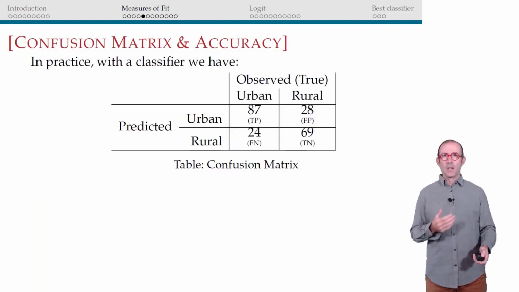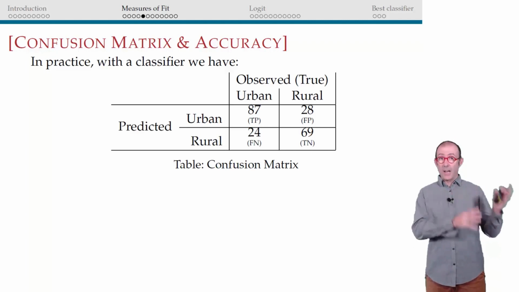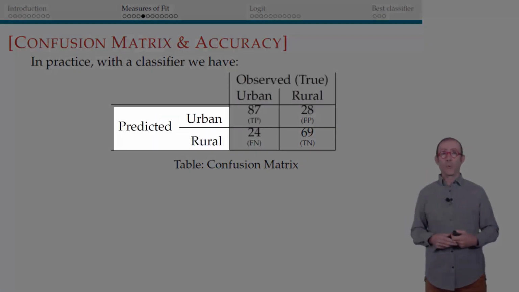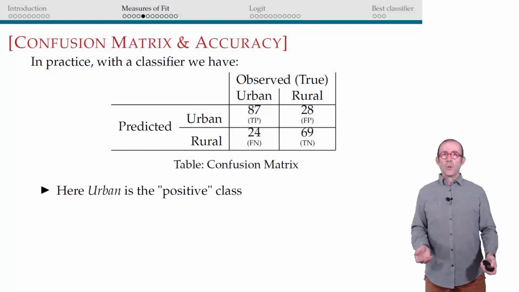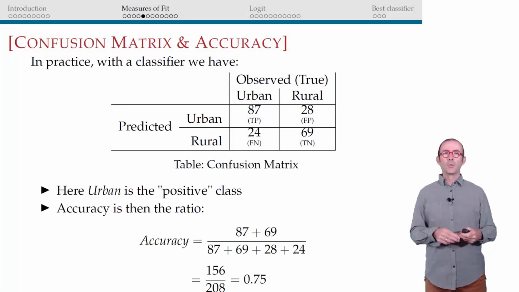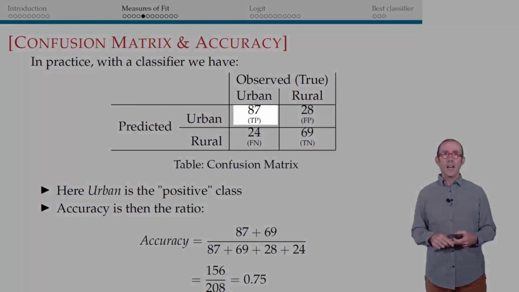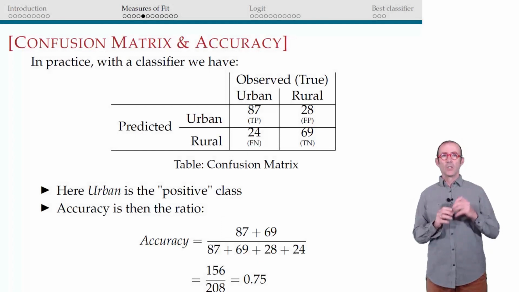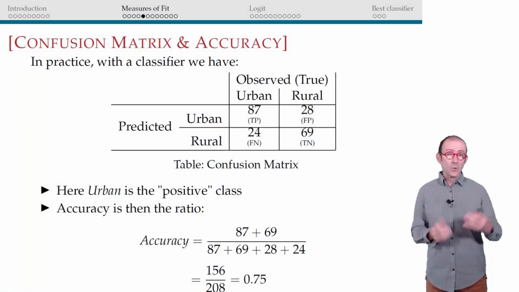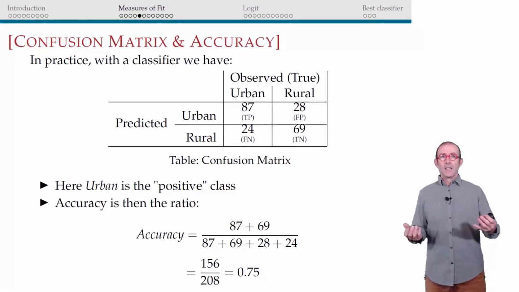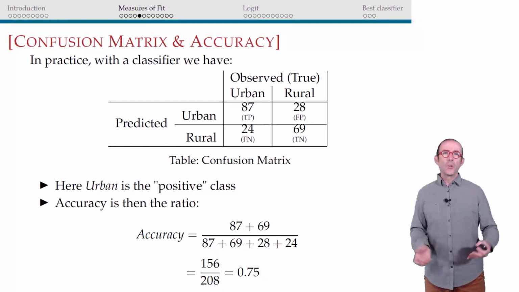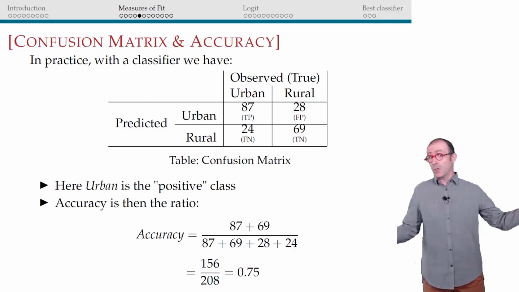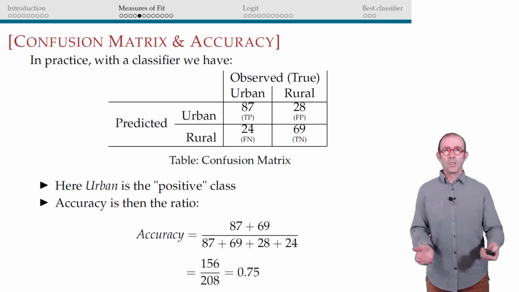So let's take an example on our sample that you have in the companion document. You have the numbers here. So we observe urban or rural, and we predict urban or rural using our classifier. So urban is a positive case here. So we have the true positive, that is 87, and the true negative, that is 69. These are the good predictions that correspond to the observation. The two others, 28 and 24, these two numbers correspond to false predictions, right? So we have a total of 208 observations, and here we have an accuracy of 0.75, which is, well, good, maybe, we don't know. It seems to be quite good. In 3/4 of the cases, we predict well.